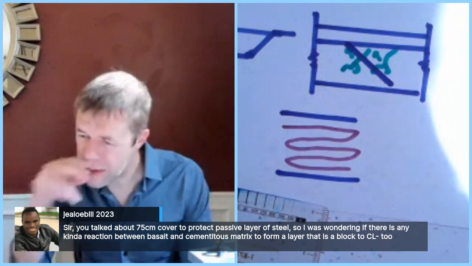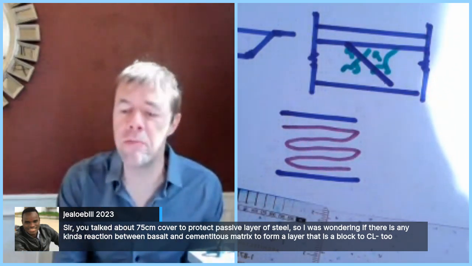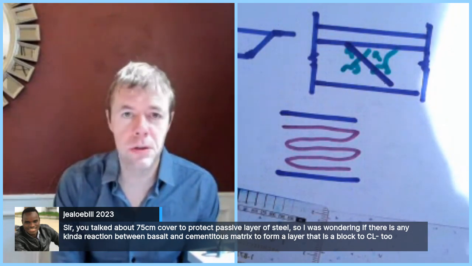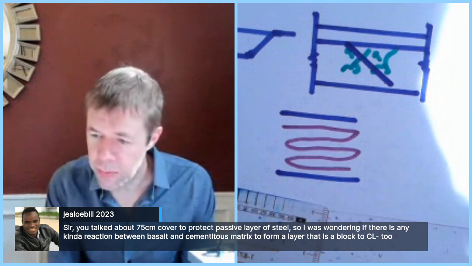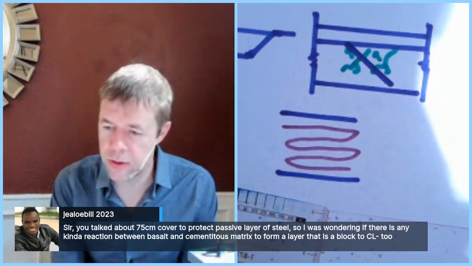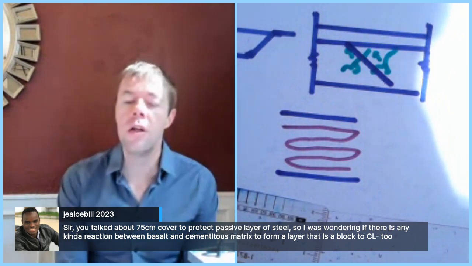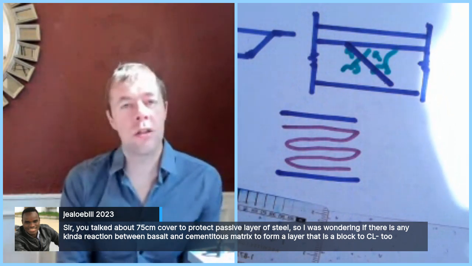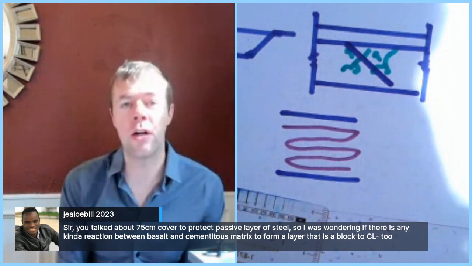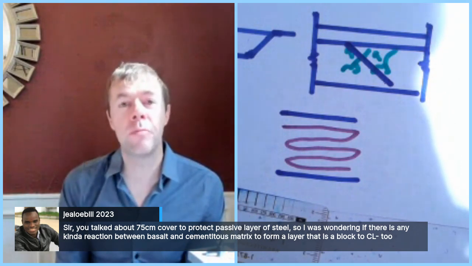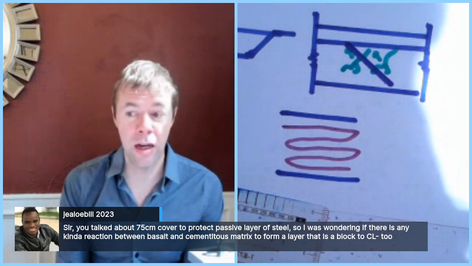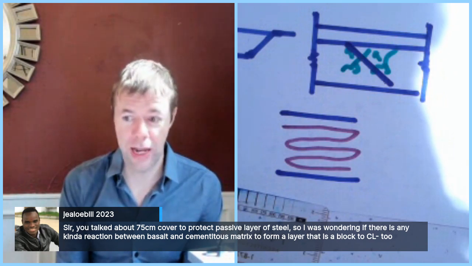So he said 75 centimeters. I think I said 75 millimeters, not centimeters. Millimeters, that would be 3 inches, to protect the passive layer of steel. So I was wondering if there's any kind of reaction between the basalt and cementitious matrix to form a layer. No, there's no reaction as far as I know. That passive layer, if you watch the video about it, is caused by iron oxides hydrating. Since basalt's not made out of iron, that doesn't happen for it.